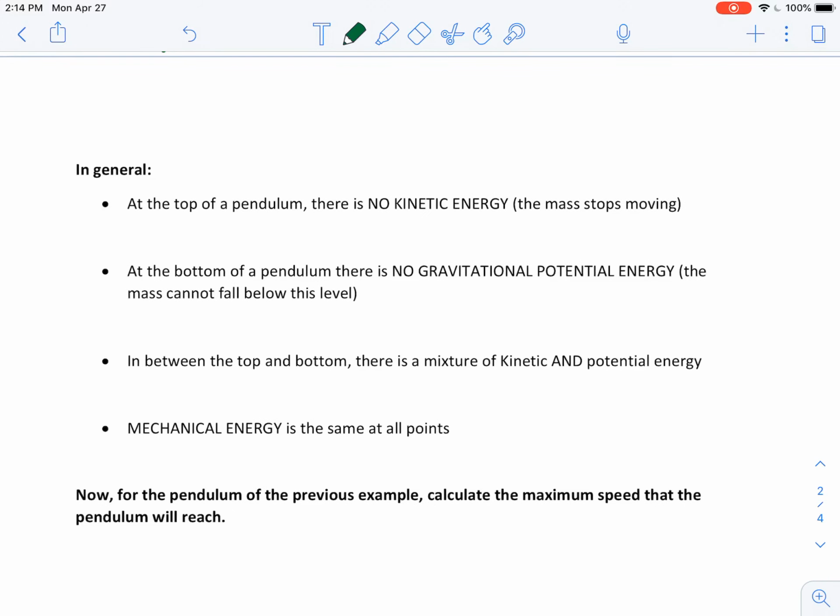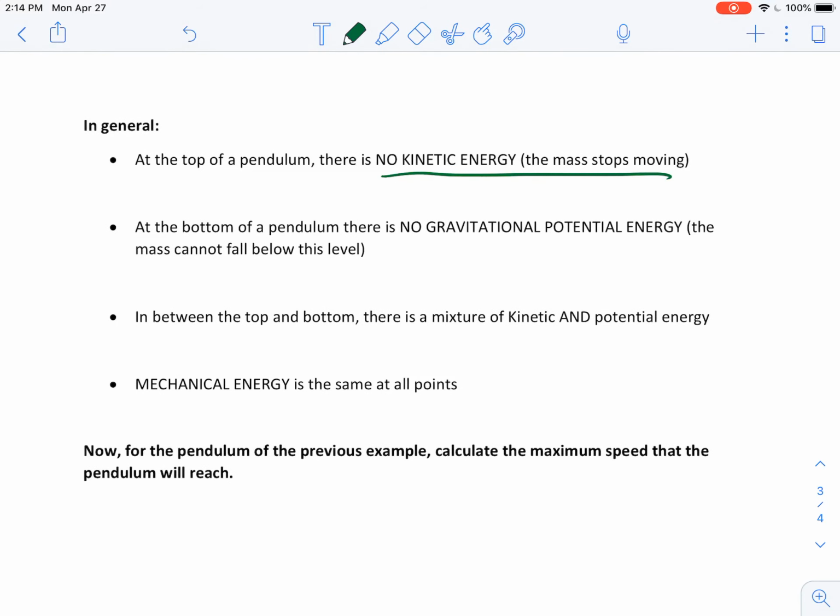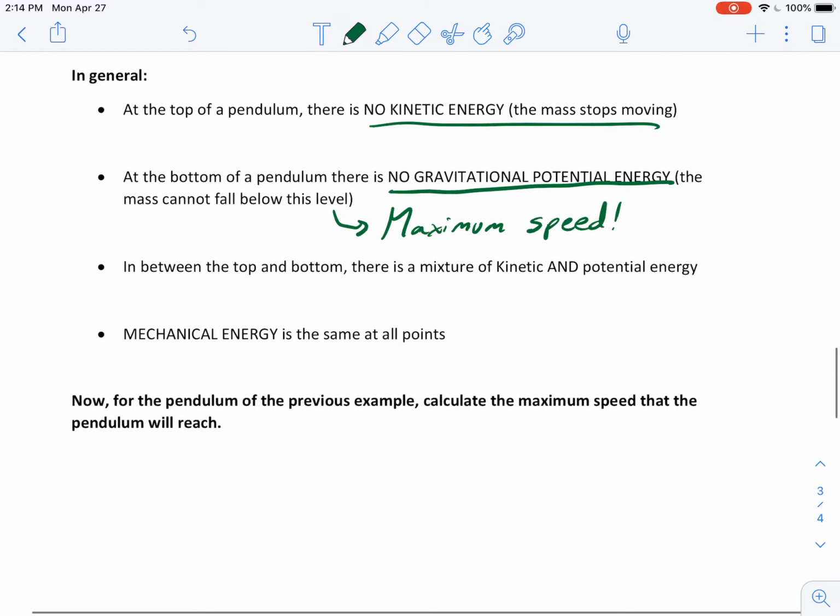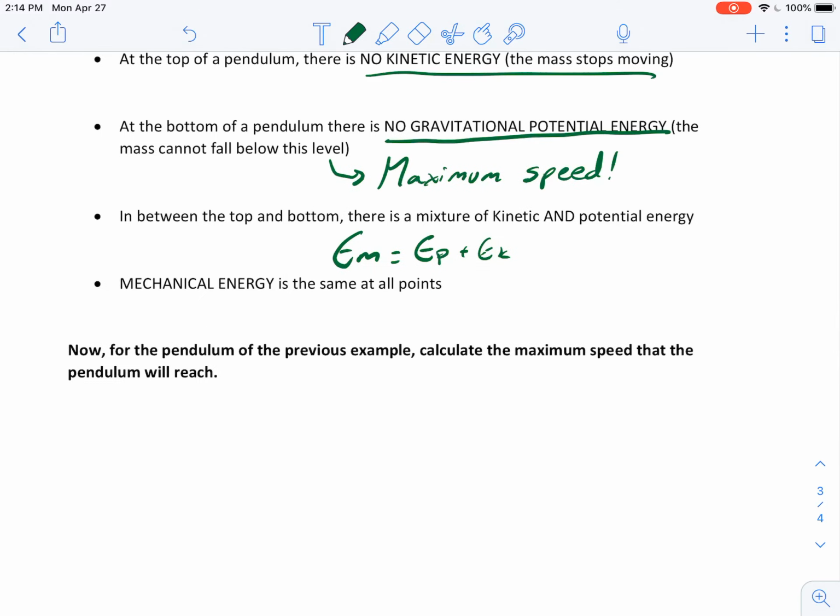So in general, at the top there is no kinetic energy. It's all potential energy. At the bottom, there is no gravitational potential energy. This is the maximum speed. In between the top and the bottom, there's both. EM equals EP plus EK. And then mechanical energy is the same at all 3 points.